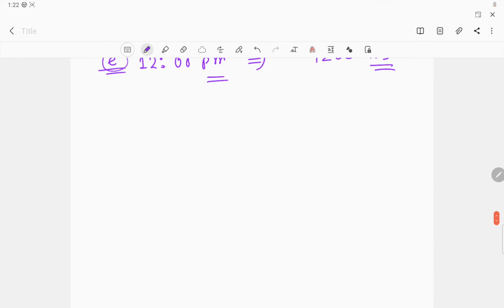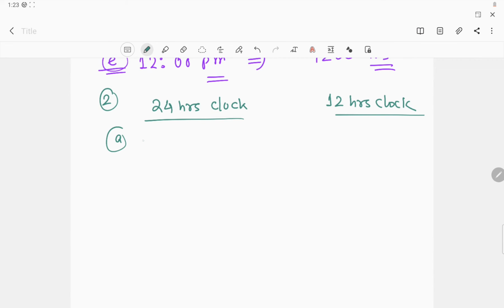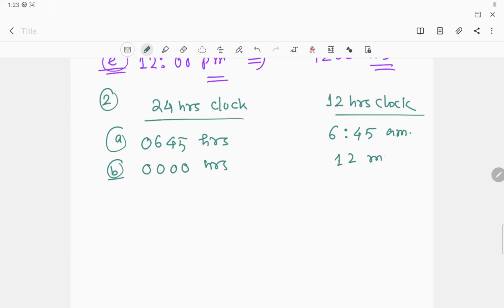Okay, now question number 2. Question number A, it says 0645 hours. So 0645 hours means only 6:45 a.m. When it is beyond 12, then we have to subtract. So it is given 0000 hours. So that is 12:00 midnight. C number, yes, it is important. 1325 hours. So which is beyond 12 p.m.